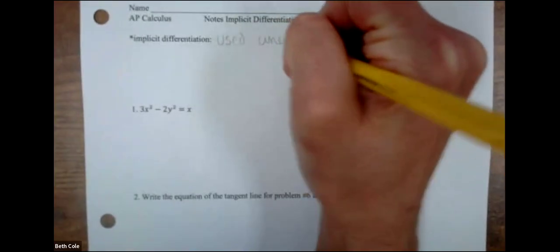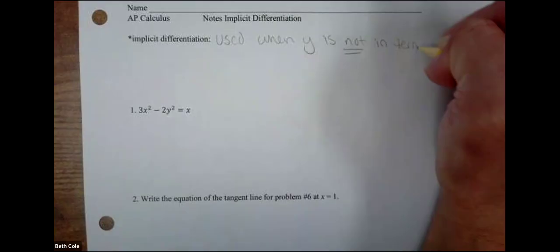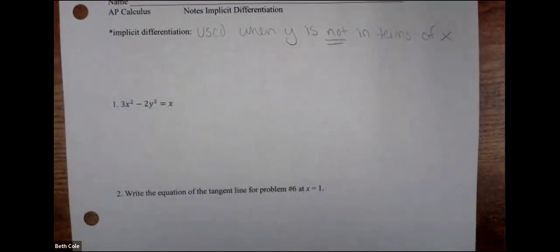Implicit differentiation is used when y is not in terms of x. And what I mean by that is, typically we have a y equals or an f of x equals, and then all of your x terms. This is when that is not the case. Basically, if it looks like a big jumbled mess of x's and y's all mixed up together. Do you get what I'm saying?